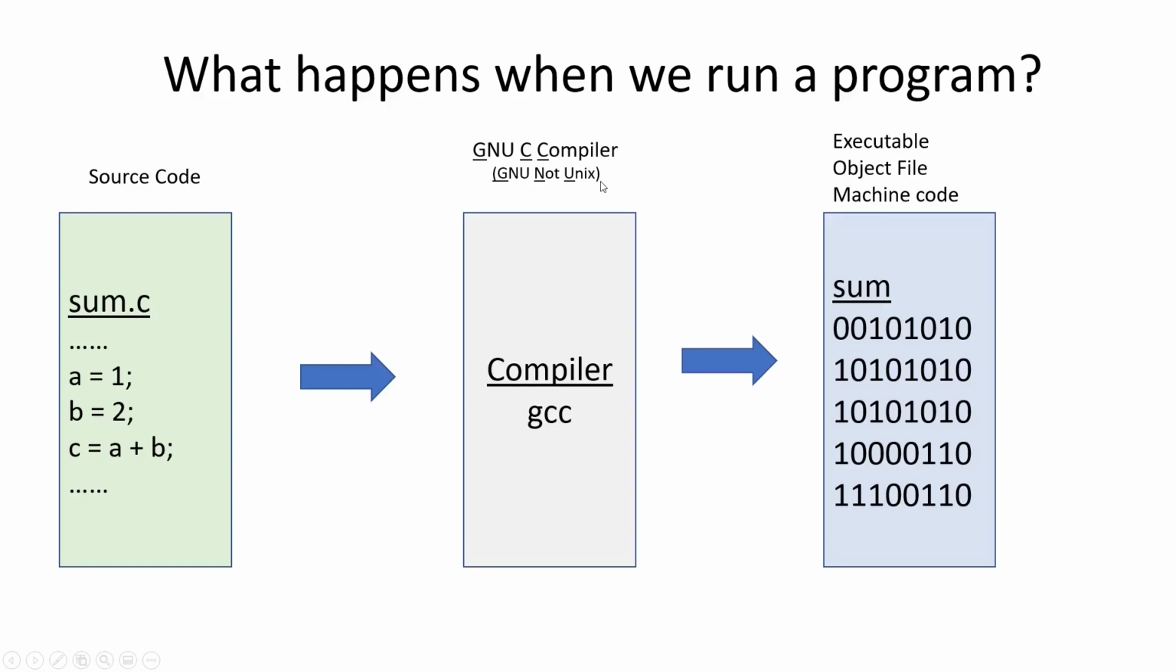So it's a recursive definition if you think about that a little bit, because this GNU also stands for GNU's Not Unix, and keeps going forever. So anyway, this is just our C compiler. And this code, the binary code, is known as the executable. It's also called an object file or machine code. I'm going to use all three of those to mean the same thing.